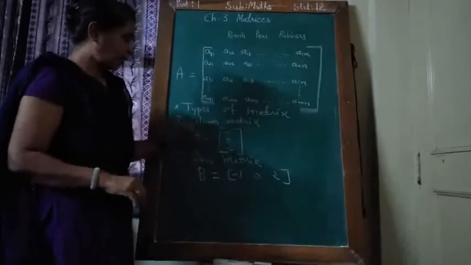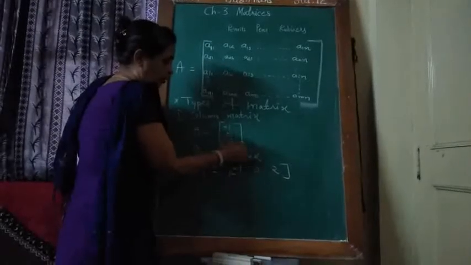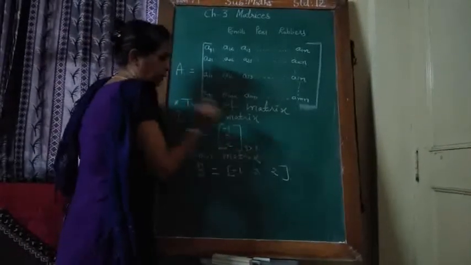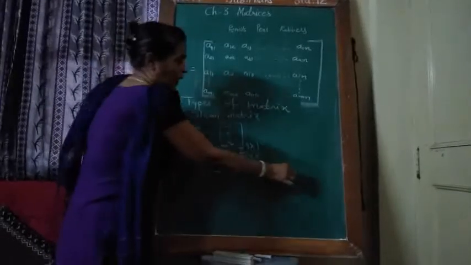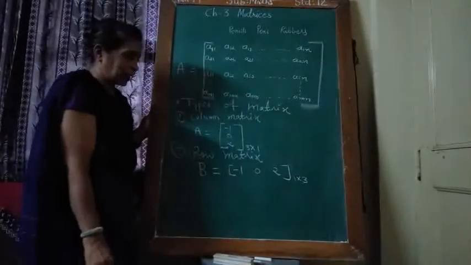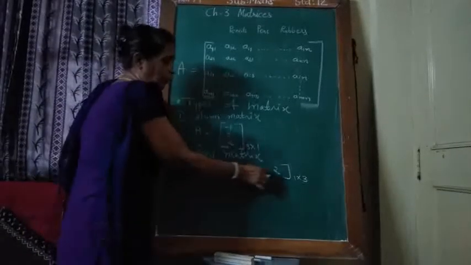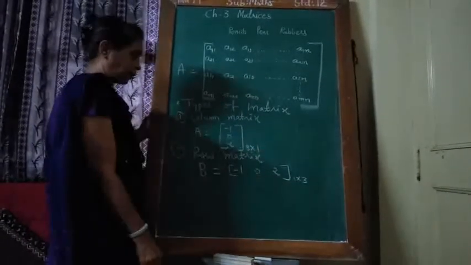Clear? Here only one column. So what is the order of this? Number of rows 1, 2, 3, so 3 cross 1. Column is 1. Here row is 1, so 1 cross 3. The order of this matrix is 1 cross 3 because there are 3 columns and the row is 1. So it is a 1 cross 3 matrix.